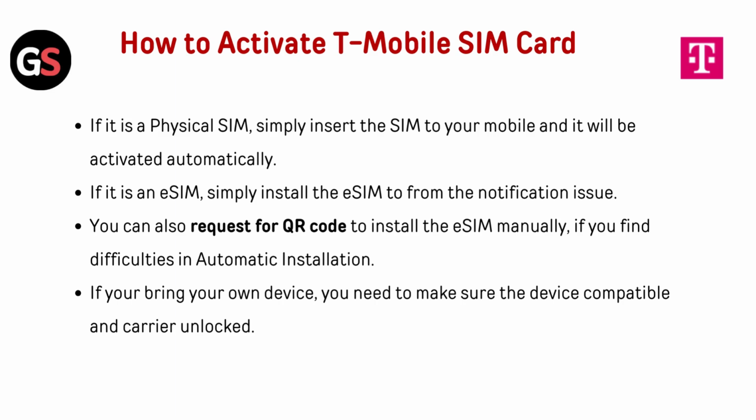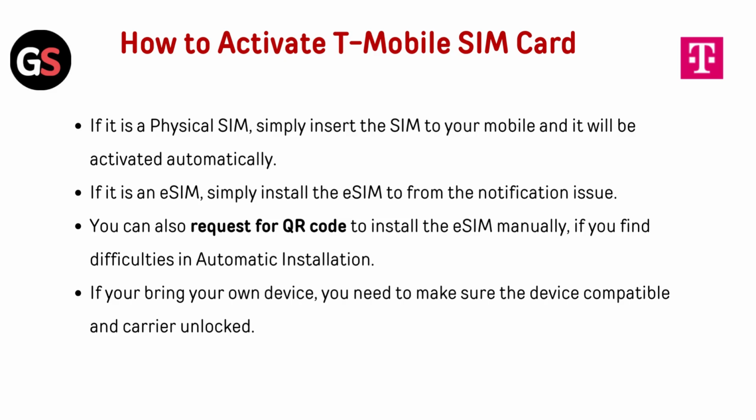How to activate T-Mobile SIM card? If it is a physical SIM, simply insert the SIM into your mobile and it will be activated automatically. If it is an eSIM, simply install the eSIM from the notification issued. You can also request a QR code to install the eSIM manually if you find difficulties in automatic installation.